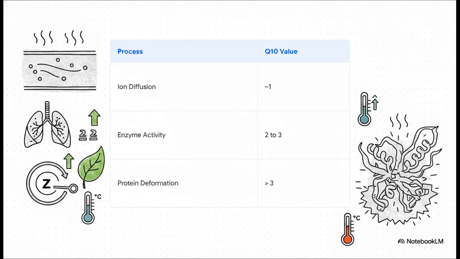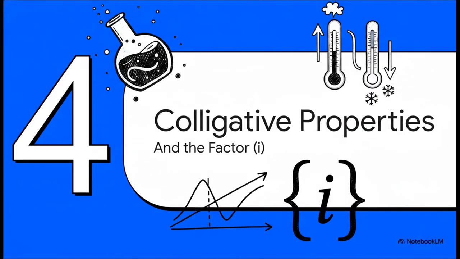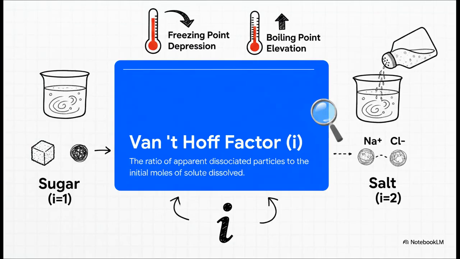And if you look at large protein deformations, the value skyrockets above 3, which points to some extreme temperature sensitivity. Next up, section 4, colligative properties and the factor i. So shifting gears to non-ideal aqueous solutions.